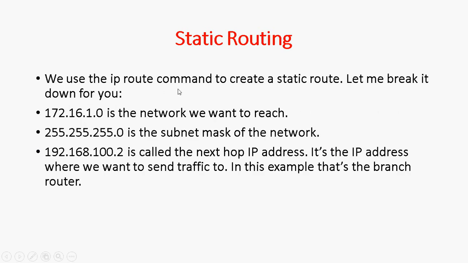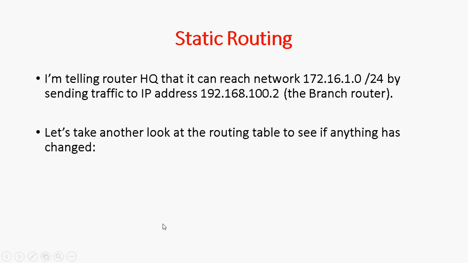So here we use the ip route command to create a static route. Let me break it down for you. 172.16.1.0 is the network we want to reach, 255.255.255.0 is the subnet mask, and 192.168.100.2 is called the next hop IP address. It is the IP address where we want to send the traffic to. In this example, that's the branch router. So now I am telling the head office that it can reach the 172.16.1.0/24 network by sending traffic to IP address 192.168.100.2. That is the next hop IP address, the branch office router IP.